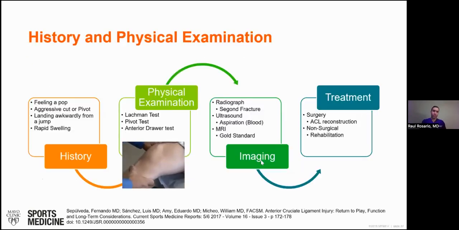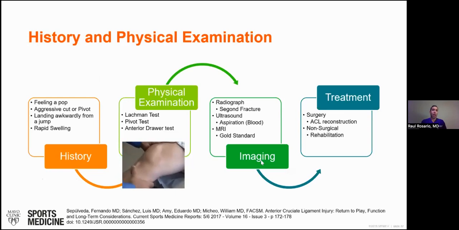So what is the history and physical examination of ACL tears? For the history, he's going to say that he feels a pop sensation. Usually they're going to tell you that they were trying to change direction or they were jumping. So try to ask about the mechanism of injury.